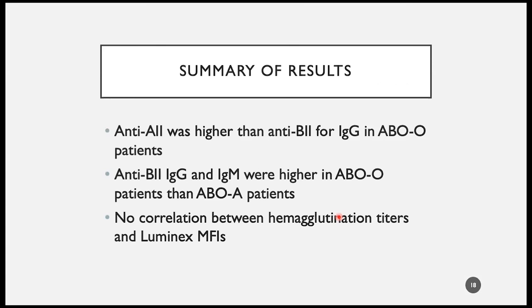We also observed that the anti-B2 IgG and IgM were higher in the O patients than the A patients, which suggests that A patients may be at a lower risk than O patients when receiving from an ABO-B donor. And lastly, the hemagglutination data highlights that red blood cells, which are used in this assay, do not express the same subtypes as the heart, as there was no correlation between the MFI and the titers.